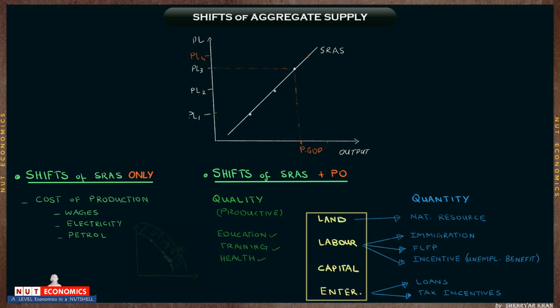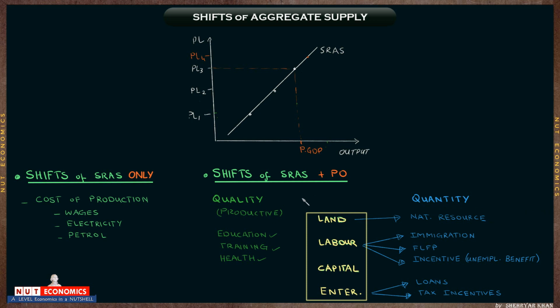And ultimately that would mean, with better quality of resources, your productive capacity, therefore your PPC, will shift to the right, the country's potential GDP will increase, and the country's entire short-run aggregate supply curve will shift to the right. Now again, these are some of the things that you will commonly see in your MCQs.